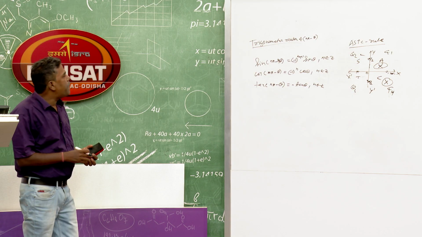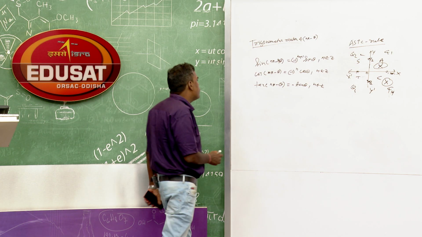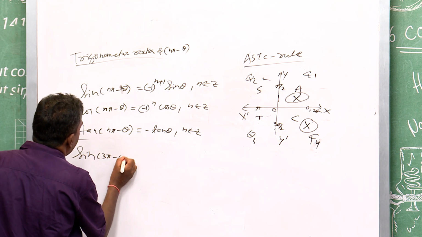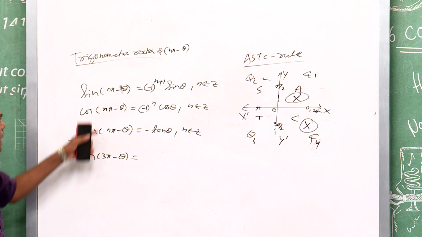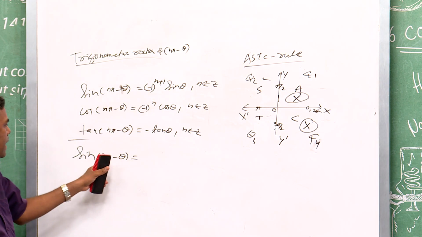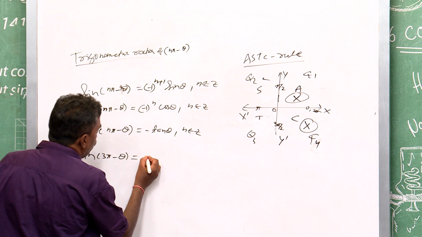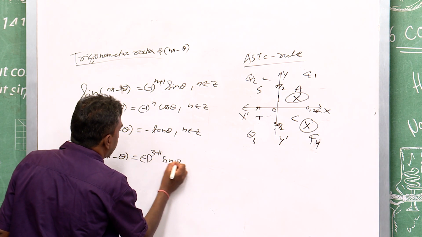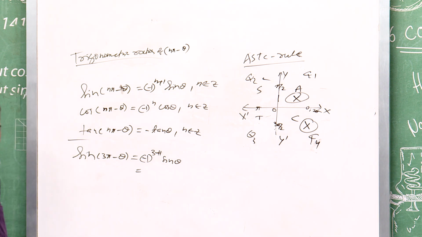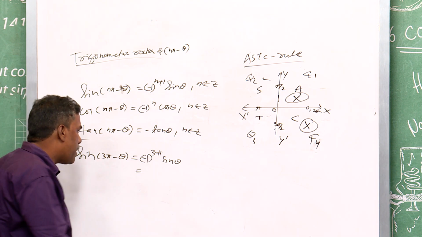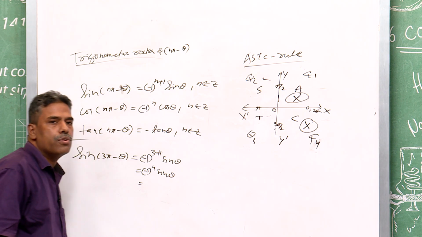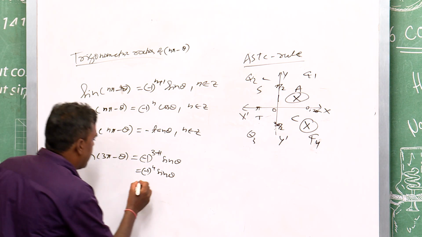For example, sin 3 pi minus theta. Here n pi minus theta, so sin 3 pi minus theta is minus 1 to the power 3 plus 1, that is minus 1 to the power 4, sin theta. Minus 1 to the power 4 is 1, so that is sin theta.